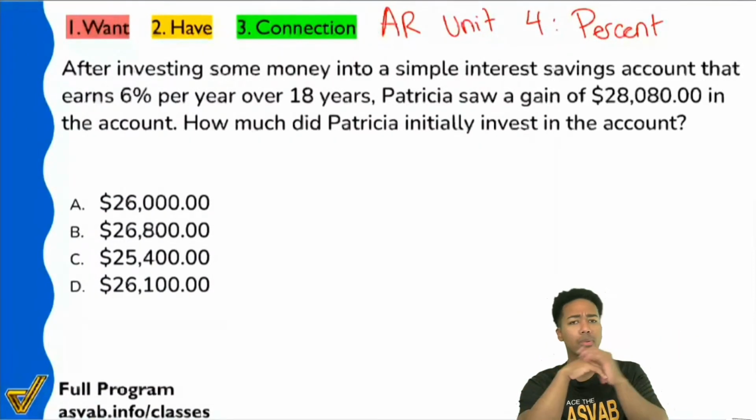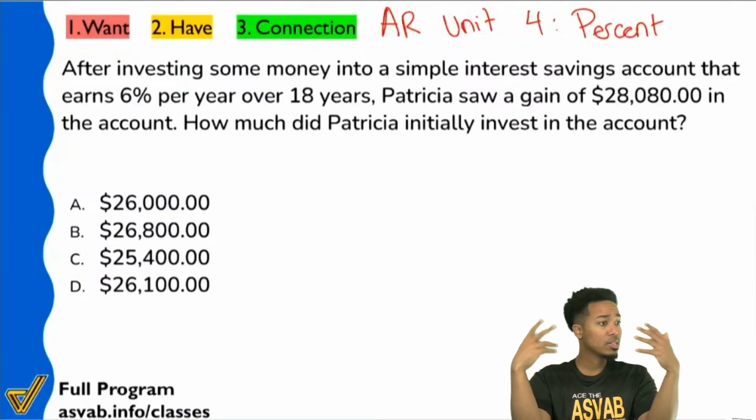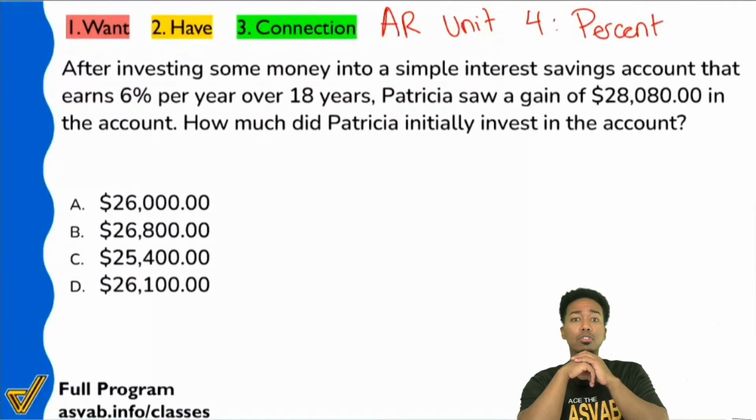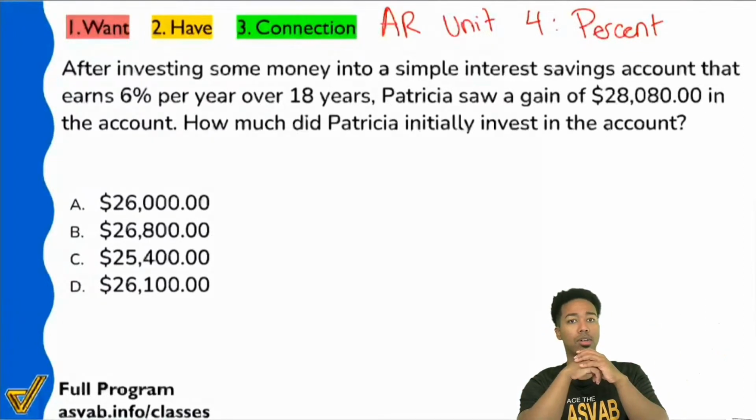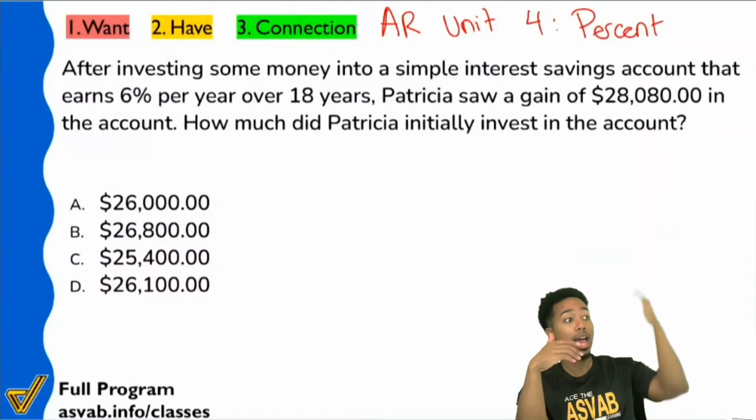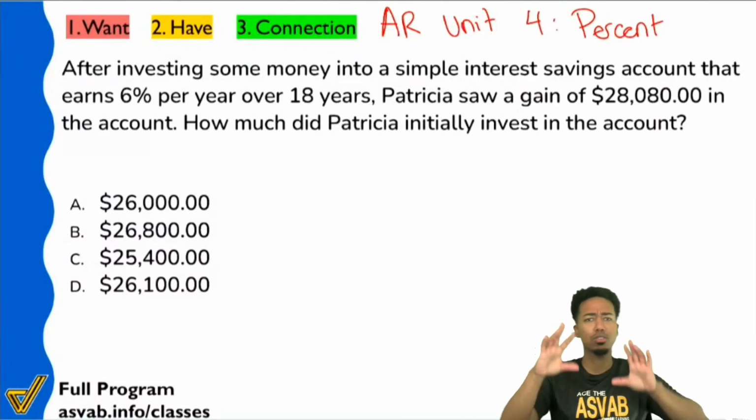They could flip-flop it and say, hey, Mary saved 15% of her allowance, and that means that she ended up saving $800. What is Mary's allowance? So finding the original amount. So there's a bunch of those types.